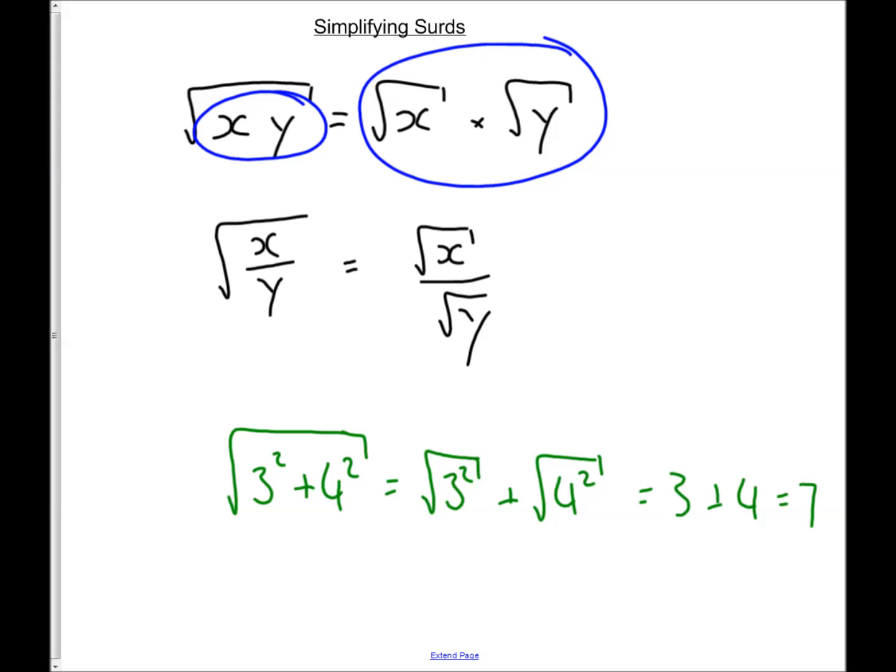But we know that actually 3 squared is 9, 4 squared is 16, the square root of 9 plus 16 is the square root of 25, and that is 5. So we know that this is not true. This rule does not apply for adding and subtracting, only multiplying and dividing.